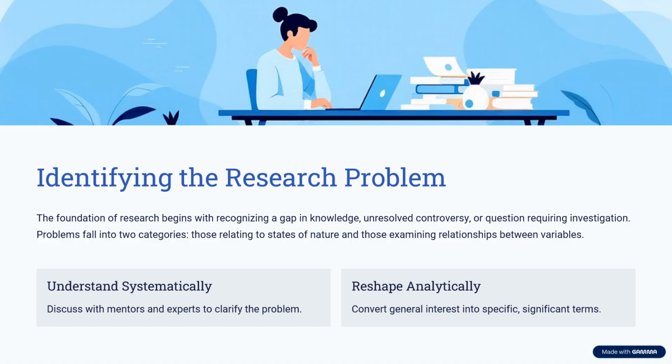Two steps are involved in formulating the research problem: understanding the problem systematically and reshaping the same into significant terms from an analytical point of view. One of the best approaches to understand the problem is to discuss it with contemporaries or with those having some knowledge in the related matter.